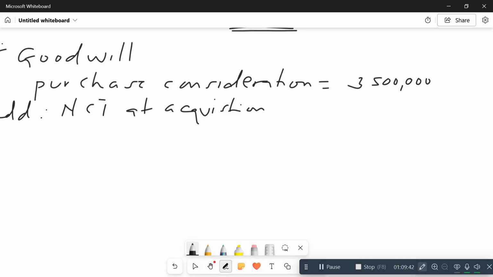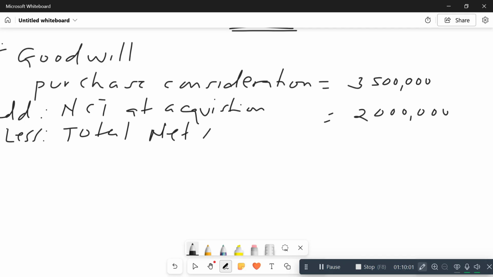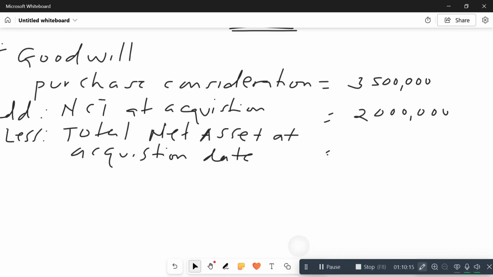2 million. Good. Then from there, you can subtract the total asset. This time we are not subtracting the percentage, we are subtracting the total net asset at acquisition date. And total net asset at acquisition date, already we have it here.